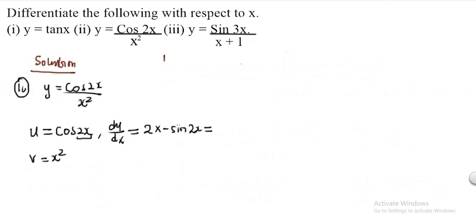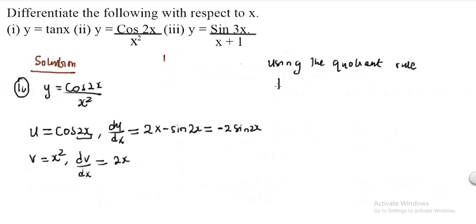So this is 2 times minus sine 2x, which is minus 2 sine 2x. While for the denominator, dv over dx is simply equal to 2x. So we've gotten our derivative for numerator and denominator. Now we can simply use the quotient rule. So using the quotient rule, which is dy over dx is equal to v du over dx minus u dv over dx divided by v squared.